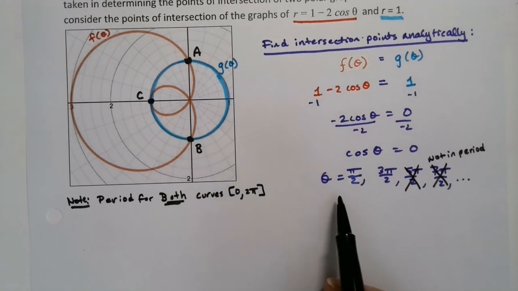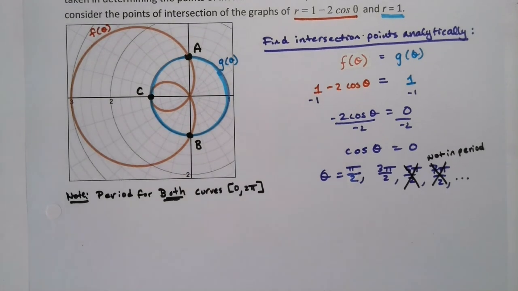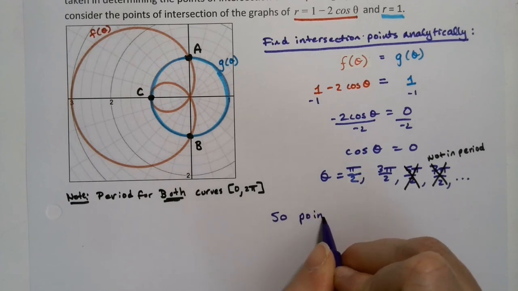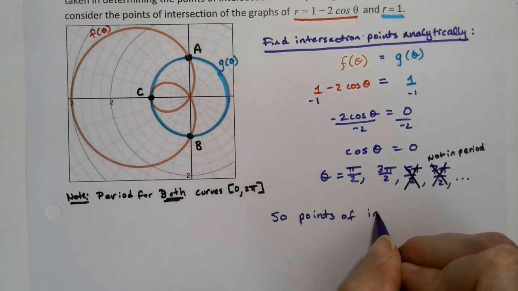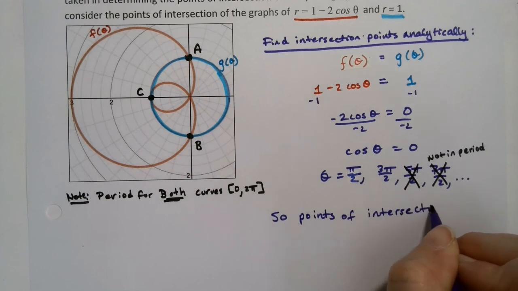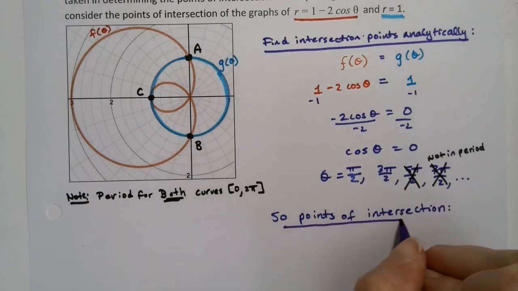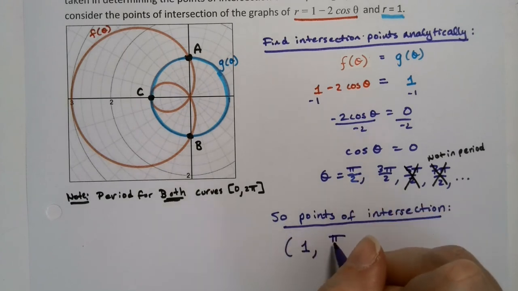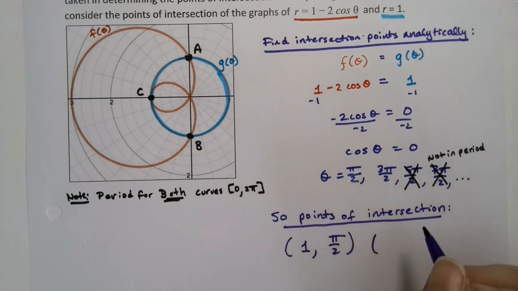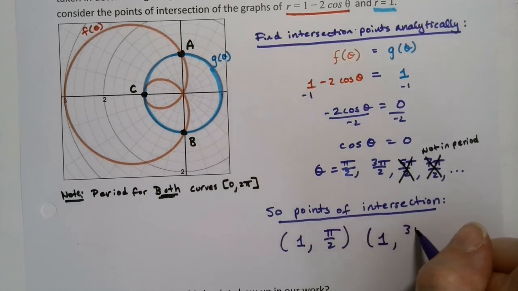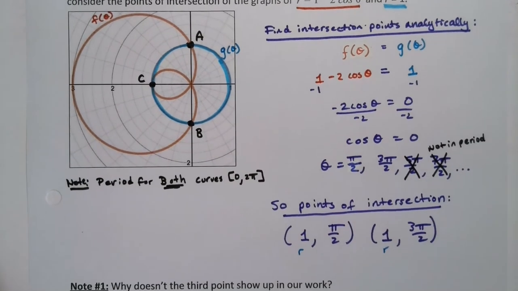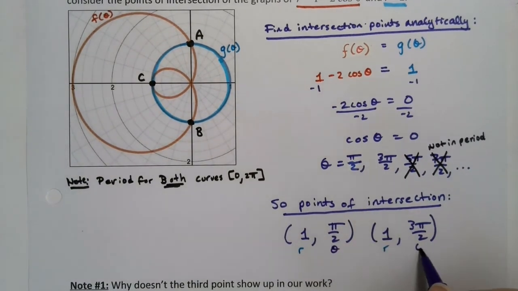So that got me points of intersection. So the points of intersection are 1 comma pi over 2, and then 1 comma 3 pi over 2. Now you may be thinking, well, how did you know it was 1? Well, because I know it's r, and r is 1, right? So the way this goes is r theta, and I have my r already set at 1.